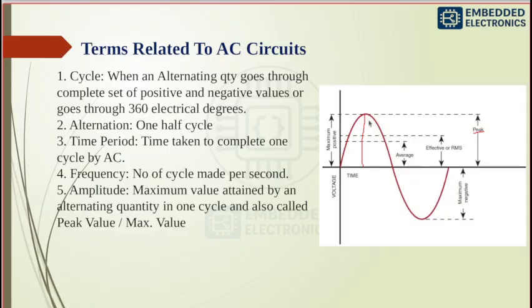Amplitude, so this is the amplitude. You can also call it peak or maximum value. So it is nothing but the maximum value attained by an alternating quantity in one cycle. So here is also the amplitude.